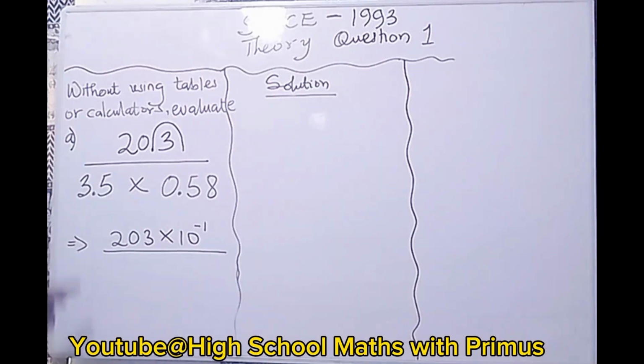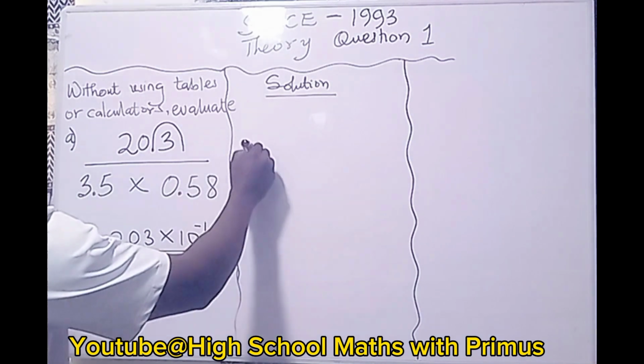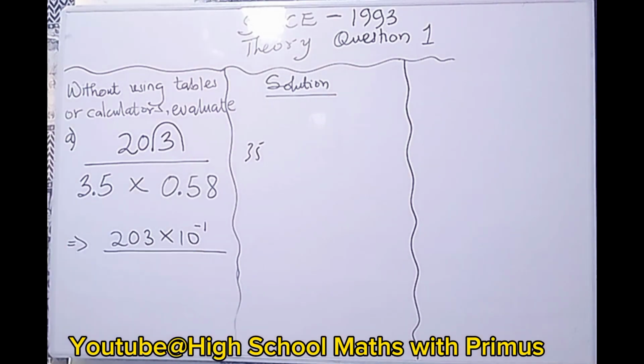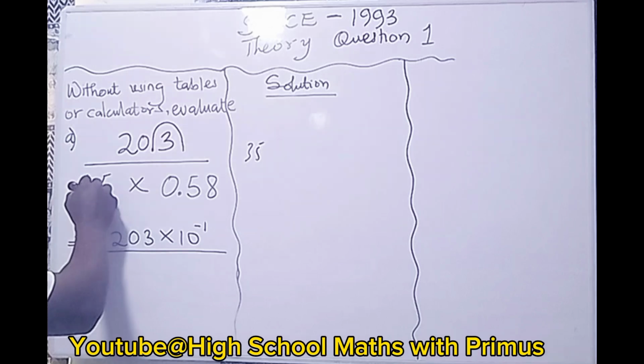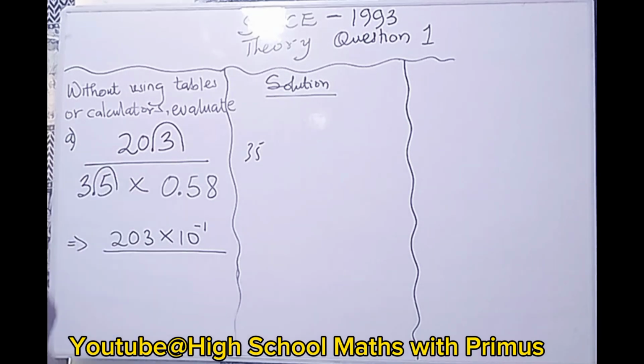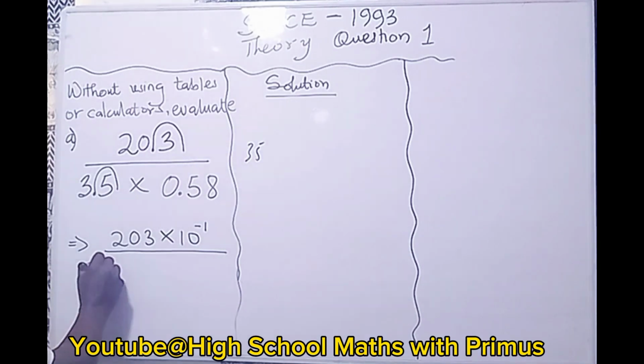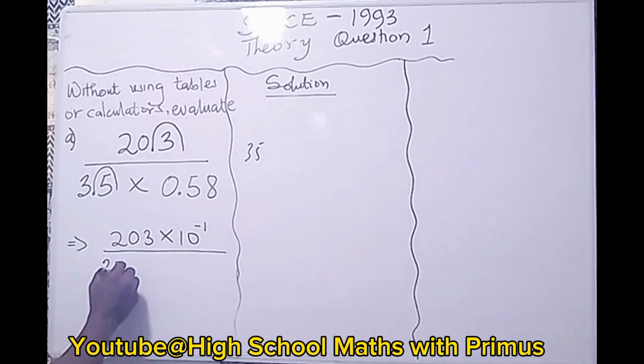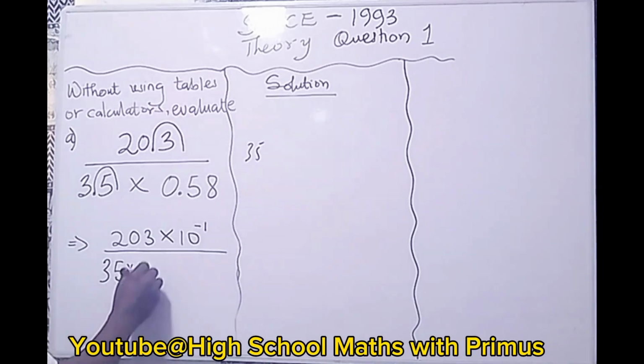Over. Now let's do the same for 3.5. 3.5 can become a whole number, that is 35. How do we make this become the whole number 35? We move the decimal point to that side. We moved the decimal point to the right one time.